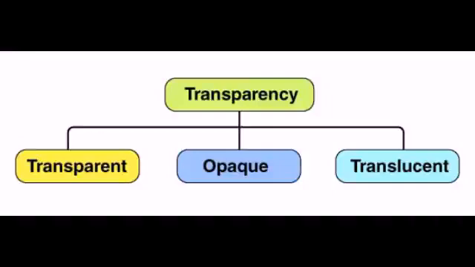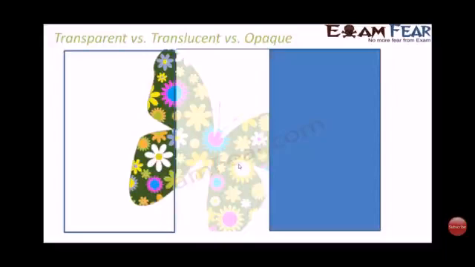Now the next property is transparency. We can sort the materials on the basis of transparency, that is, whether they are transparent, opaque or translucent. Transparent is the property of a material which allows light to pass through it completely. For example, glass. Next is translucent. Translucent materials allow light to pass through them partially, while opaque materials do not allow light to pass through them at all. You can see in this picture, in the first picture the butterfly is completely visible, in the next picture the butterfly is partially visible, and in the third picture the butterfly is not visible at all.